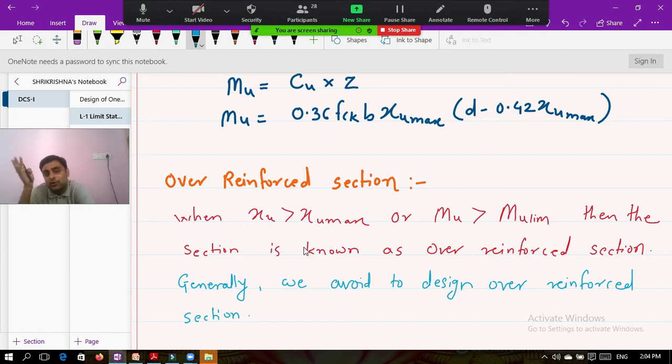So it gives some sign before failure. But in the case of this over reinforced section, the failure is sudden. It doesn't give you any sign.